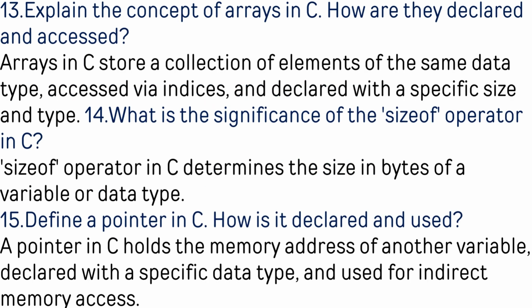13. Explain the concept of array in C. How are they declared and accessed? An array in C stores a collection of elements of the same data type, accessed via indices and declared with a specific size and type.